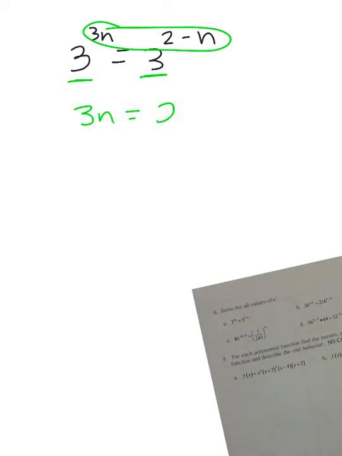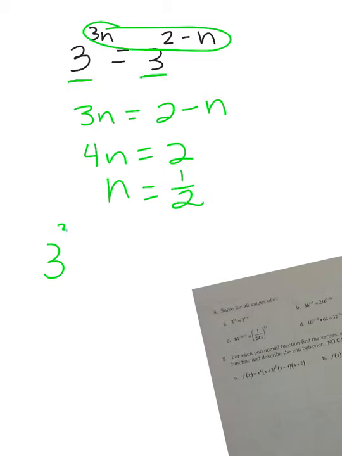3n equals 2 minus n. Add n to both sides, I get 4n equals 2. Divide by 4, I get 1/2. Now you're going to check it. So I have 3 raised to the 3 times 1/2. Does that equal 3 raised to the 3 minus 1/2? So let's check it. Okay, so I just checked it, and they both work.